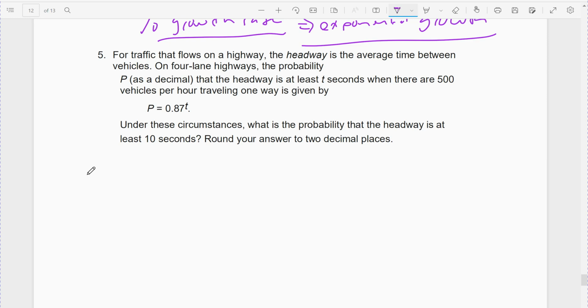Again, I believe I got this out of the book. The headway would be the average time between vehicles, so how much time there is between one vehicle and the next vehicle. We want to know the probability, because the formula gives us the probability as a decimal. What's the probability the headway is at least 10 seconds? So 10 seconds is the time.